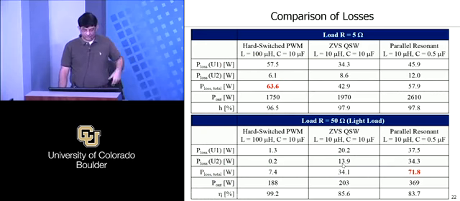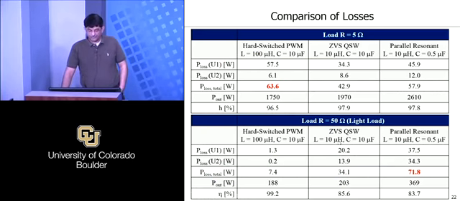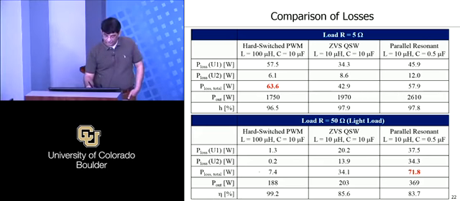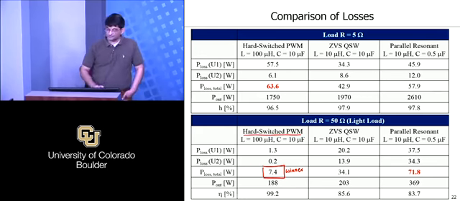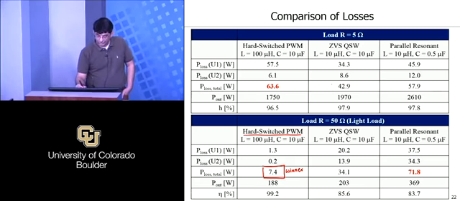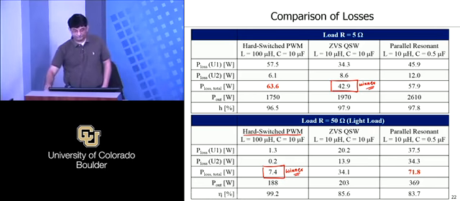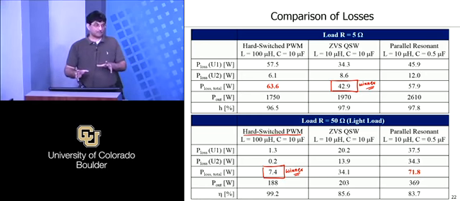So this is the final slide. If we compare these converters, we've already compared them for full load conditions. Under the light load condition, it actually turns out that your hard switched converter is the winner. While at full load, our quasi-square wave guy was the winner. And this highlights the importance of picking the right topology for the right application.